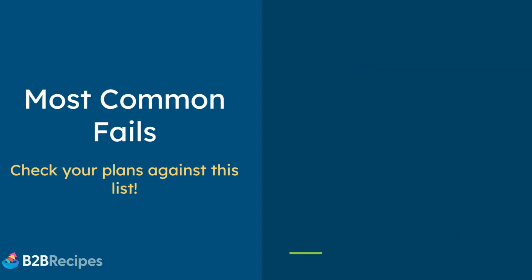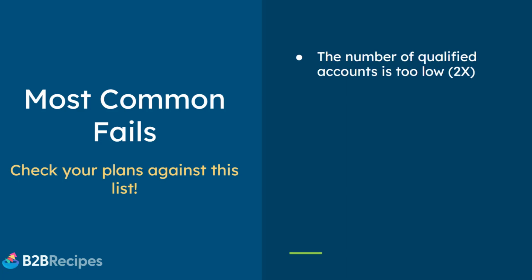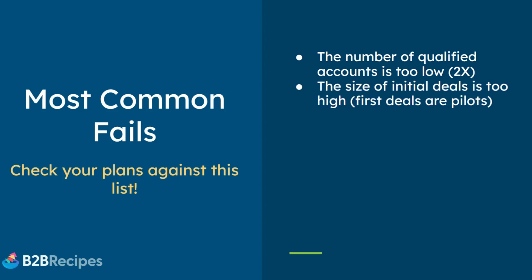These are the most common fails that we see against those plans. The number of qualified accounts is simply too low. If we assume that we're going to have to close every qualified lead in any given period of time, it's going to be a problem. The other is that the size of the initial deals is simply too high. Often we assume that the whole deal is going to be an enterprise deal from the very beginning, and in most cases, the first deals are either going to be pilots or some kind of small POC.